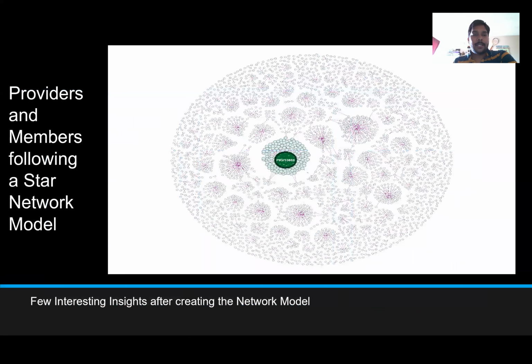Consider this Gephi output, which I arrived at for this data. From this network, the providers and members follow a star network model. You can see a lot of stars between providers and members, and each of these stars also has a weak tie with the other networks, because one member can go to more than two providers, or a provider can refer a member to other providers as well.